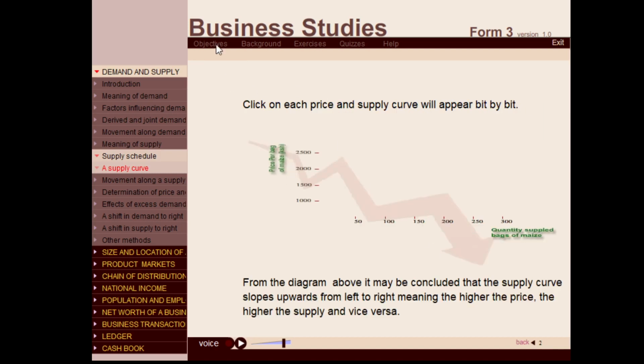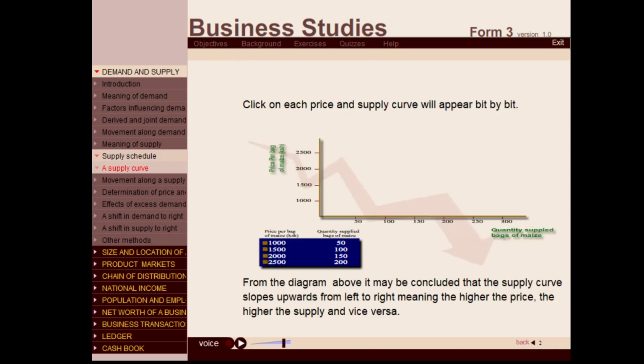From the diagram above, it may be concluded that the supply curve slopes upwards from left to right, meaning the higher the price, the higher the supply, and vice versa.